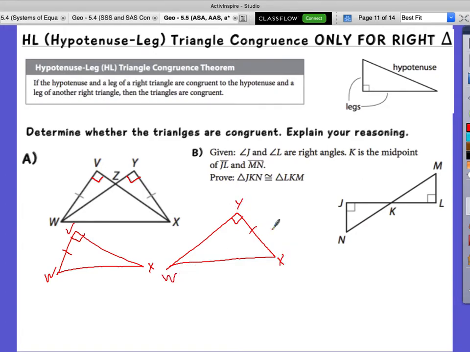Yeah, Sarah, what did you say? Well, what is up with Z? Do we really even need that Z there? No, it's just to confuse you. Now, do we know enough information currently to prove these right triangles congruent?